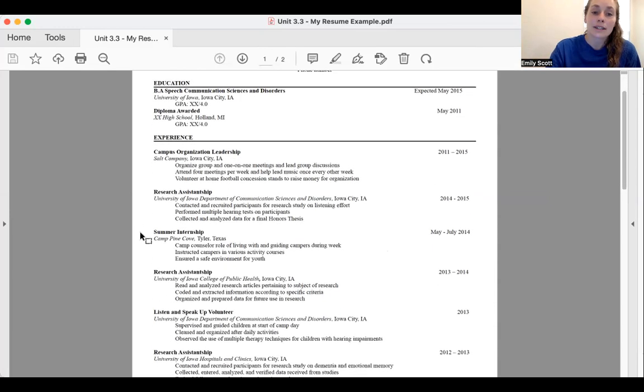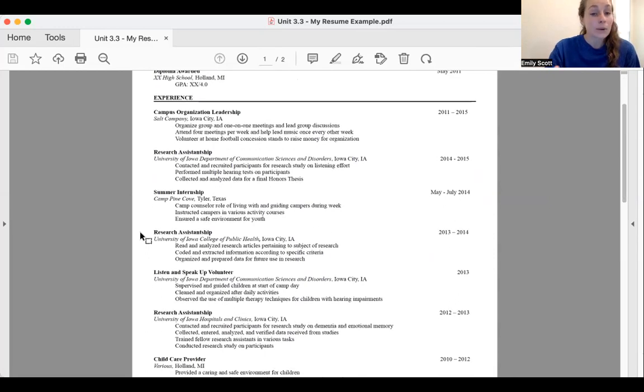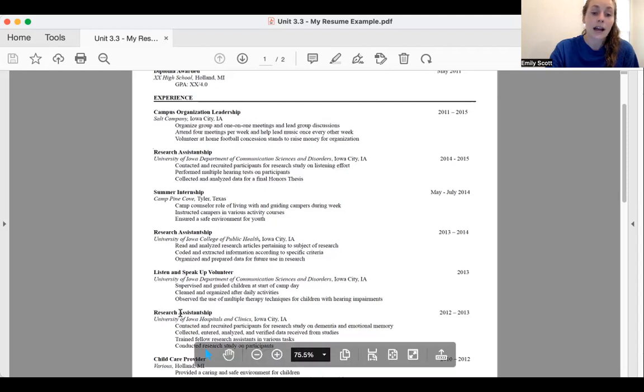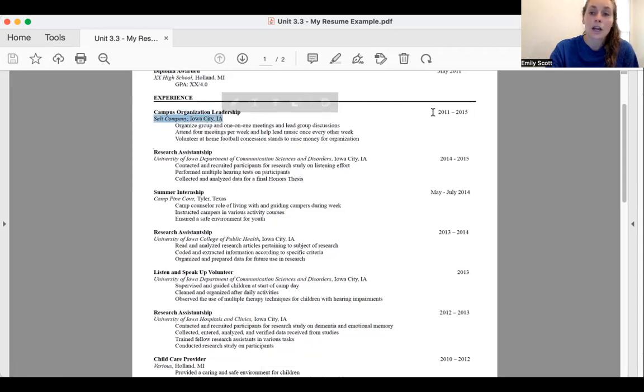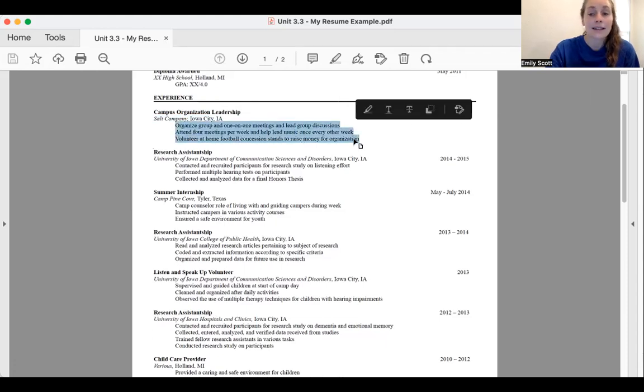I then have my experience section. If I were to go back, what I would likely do is break up this experience based upon the different types of experiences, so work experiences versus, as you can see, various research assistantships. I would probably have those separated. But for each of these categories, I have bolded what the experience was, where it occurred or what organization it was with, when it occurred or how long I was involved, and then the different duties that I had in that experience. You can see that I use current language here, kind of present tense.